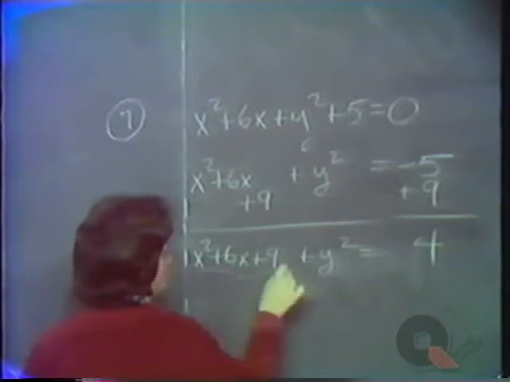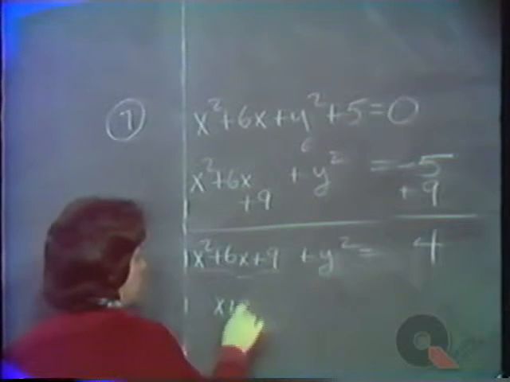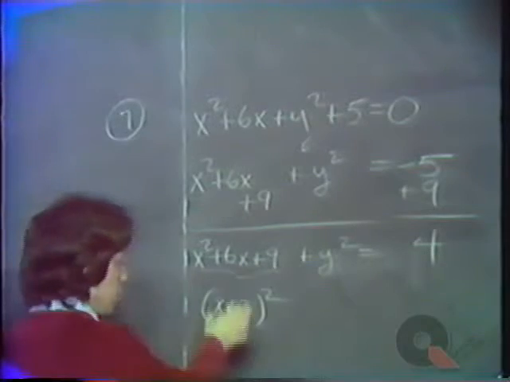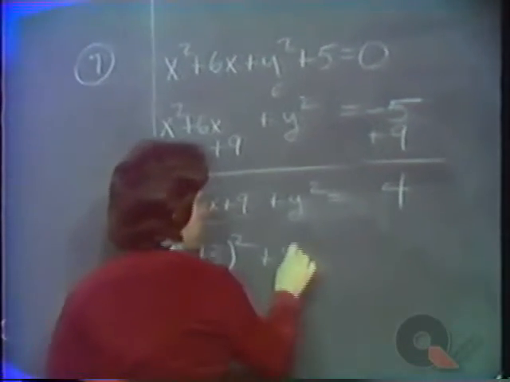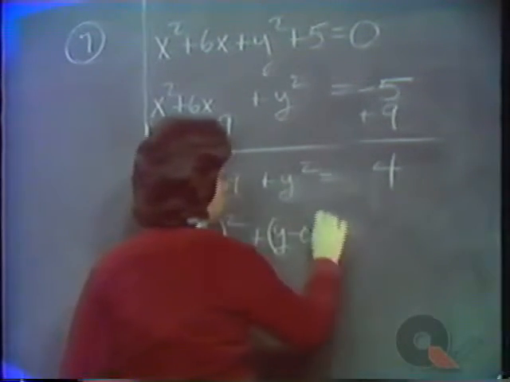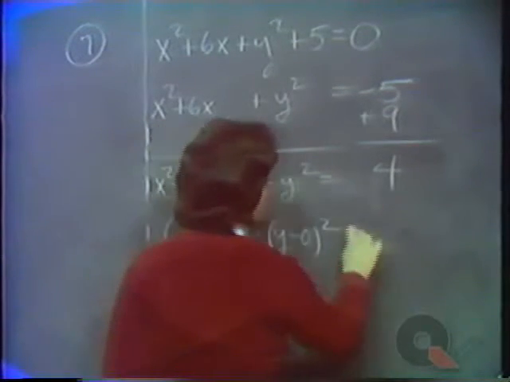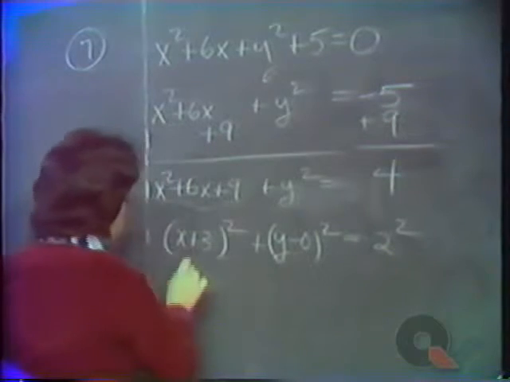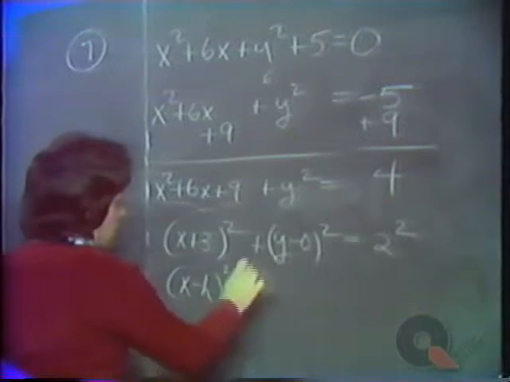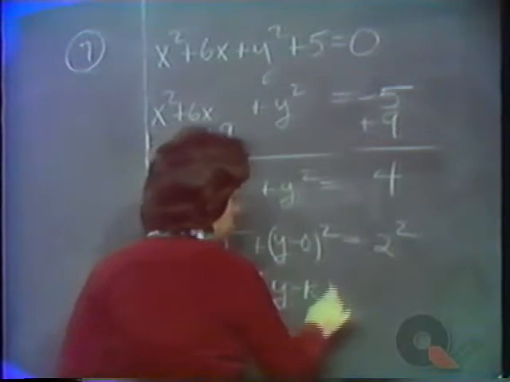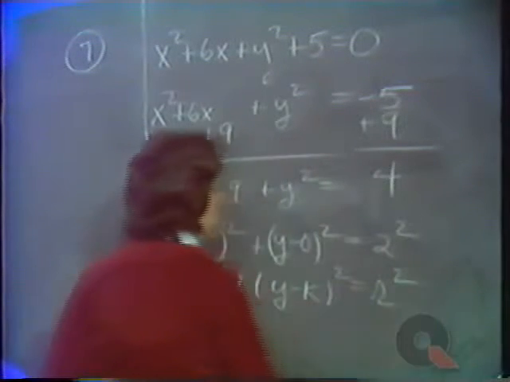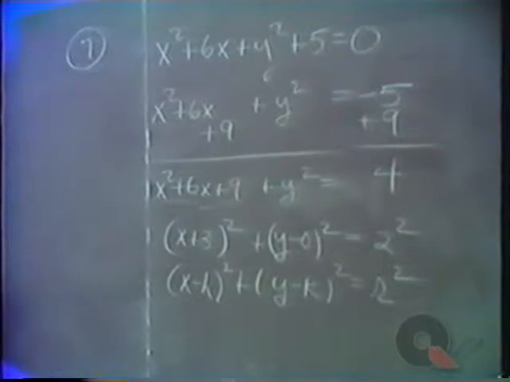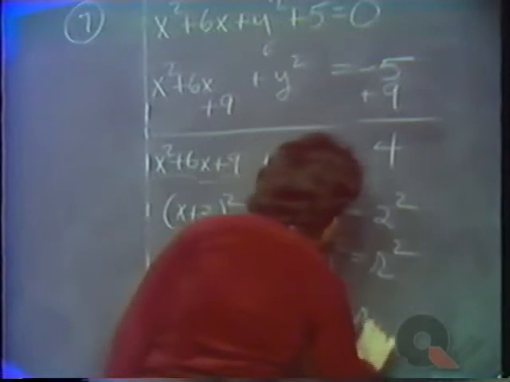Now, the whole beauty here is that this is really just x plus 3 squared. x squared plus 6x plus 9 is now a perfect square. y squared, think of it as y minus 0 squared equals 4, which you could think of as 2 squared, in an effort to make this in the form x minus h squared plus y minus k squared equals r squared, the center radius form of the equation of a circle. From this, I can see that the radius is 2.